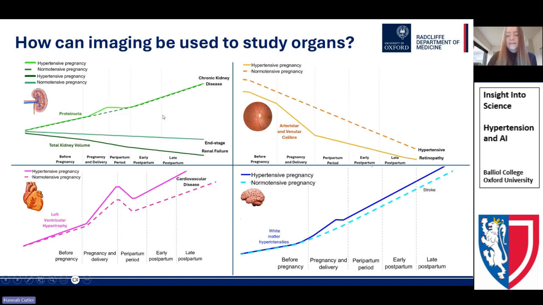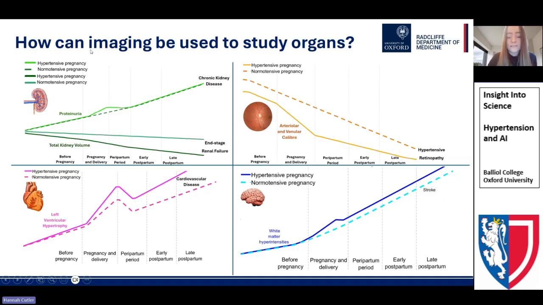So by taking these images at different time points across the life course of women with hypertensive pregnancies, we can see how they progress and at what point different diseases are occurring. So these are just some trajectories which suggest how the different organs might progress over time. So for example, in the kidneys, women with hypertensive pregnancies show a spike in proteinuria during pregnancy, but their total kidney volume seems to be smaller than in women with normotensive pregnancies. But postpartum, their proteinuria returns to normal levels, and they still show this reduction in total kidney volume.